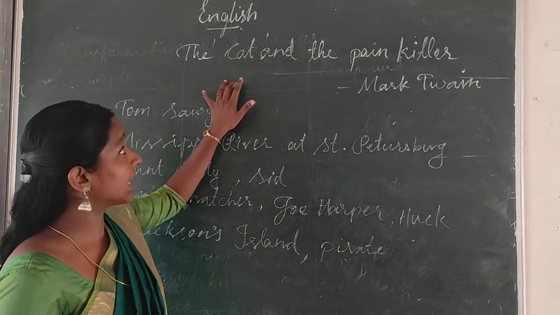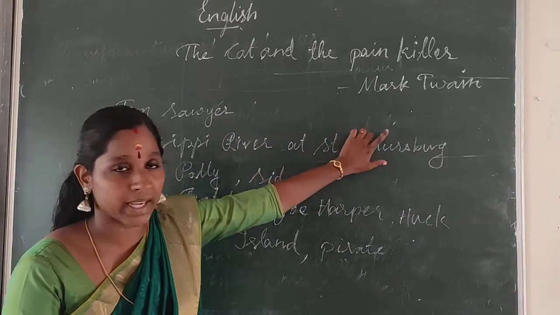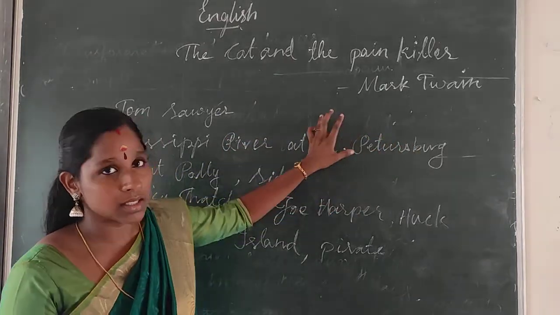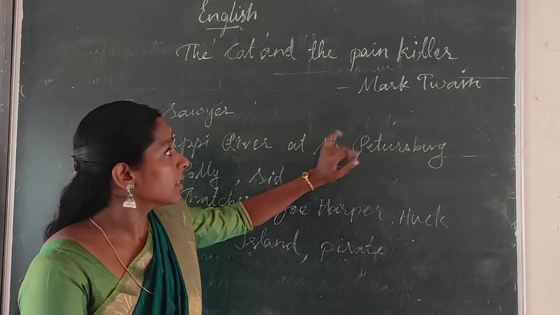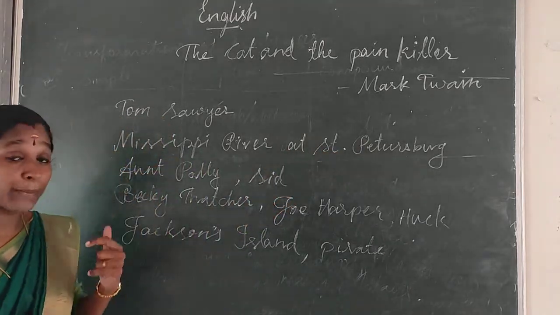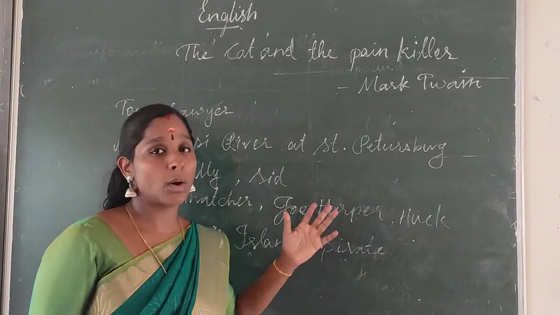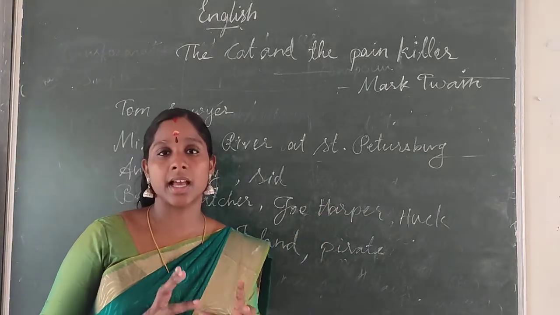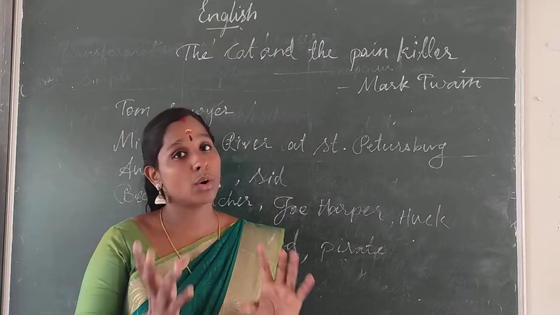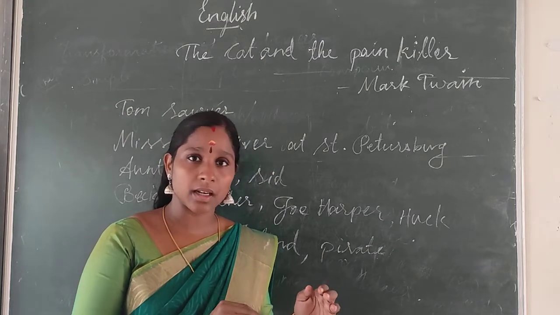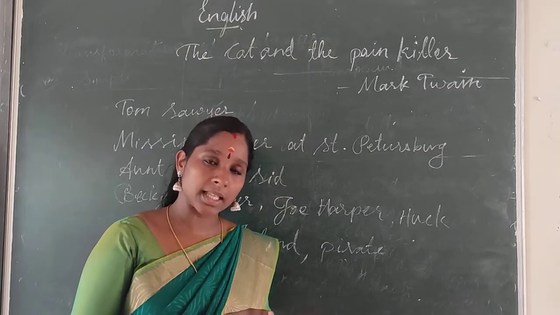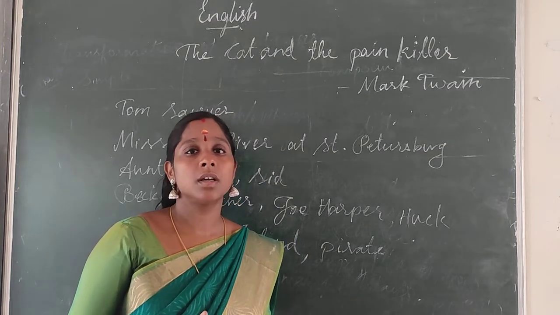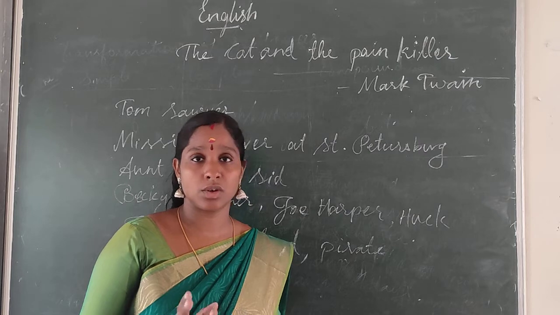What is the topic? The Cat and the Painkiller. Mark Twain is the author, right? Actually, this is extracted from The Adventures of Tom Sawyer. Clear? Then, who's the main character there? Tom Sawyer. See here, at first they have given the introduction of the novel. From there, only a small portion, an episode, is given to us. Before that, they have given the introduction of this novel, The Adventures of Tom Sawyer.